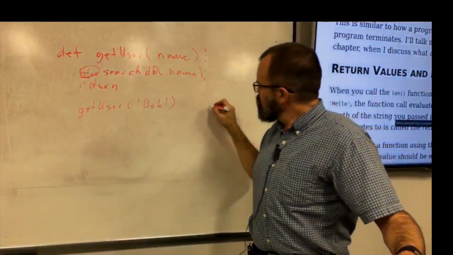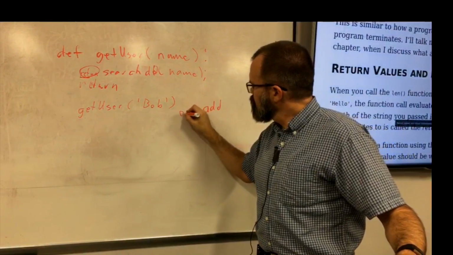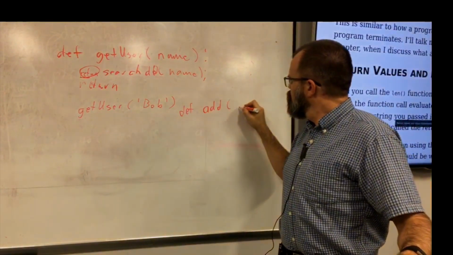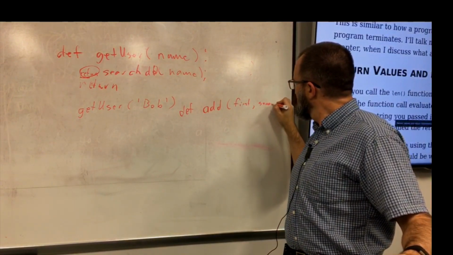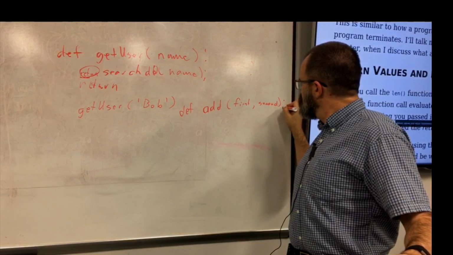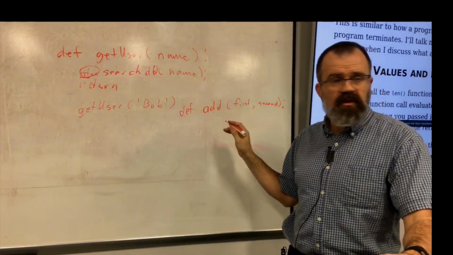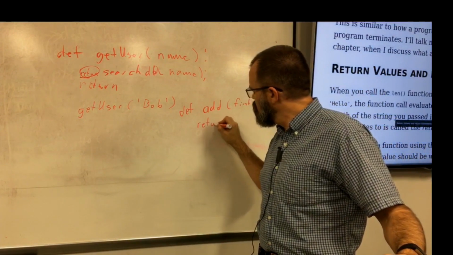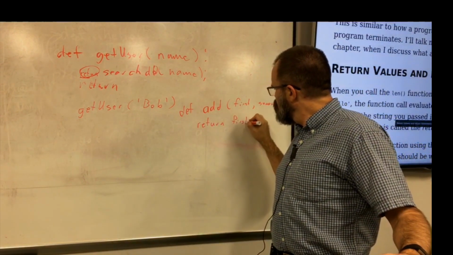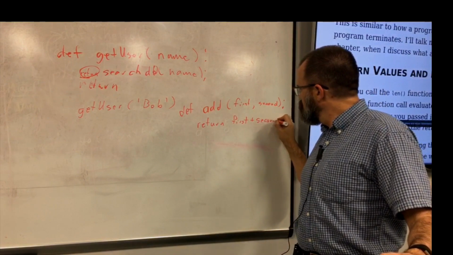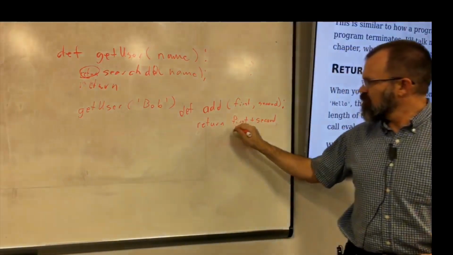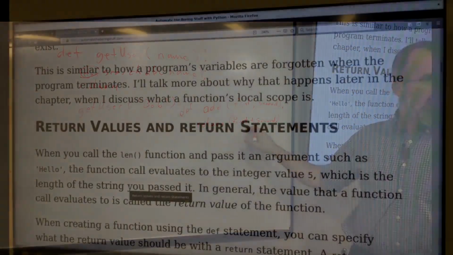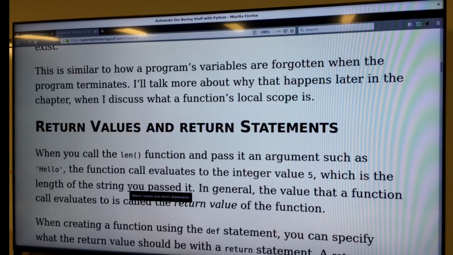So if I wanted to create a function called add, and it will take two variables, a first variable and a second variable, and I say return first plus the second, then what will happen is it will perform this math operation here, adding these two values together, and then it will return the result of that.